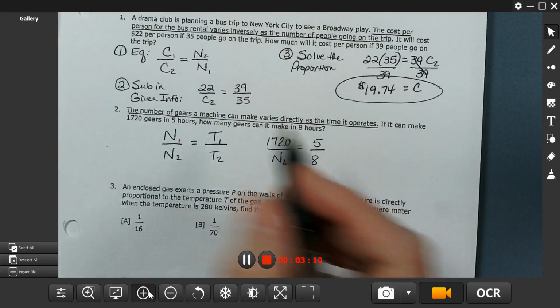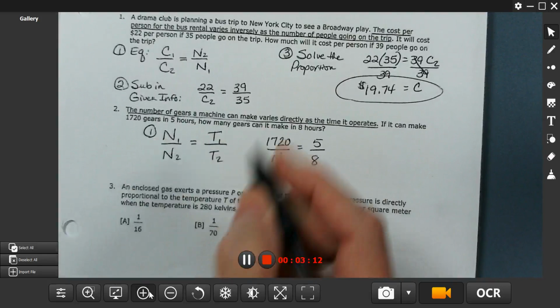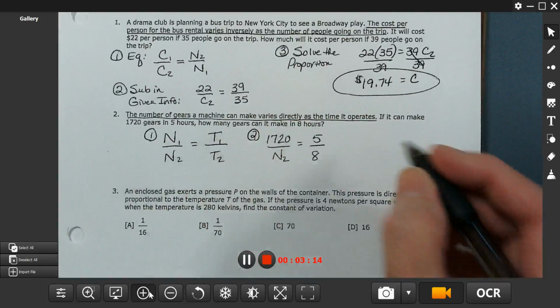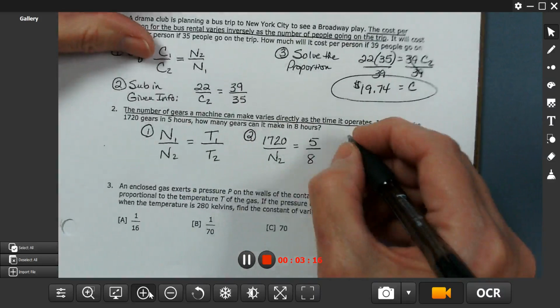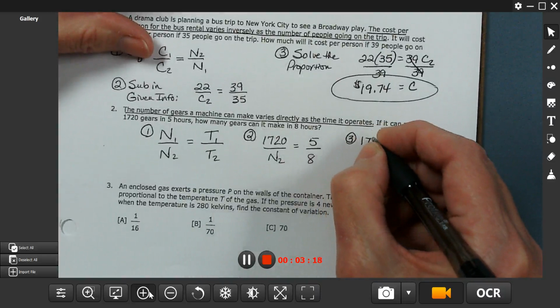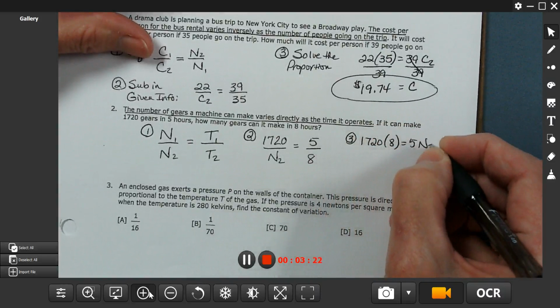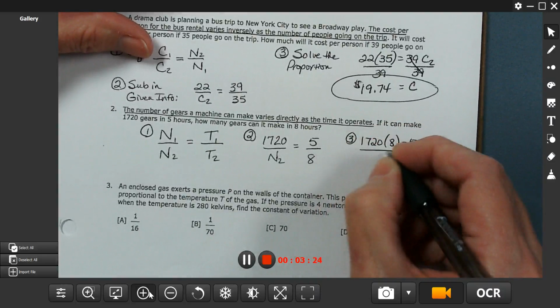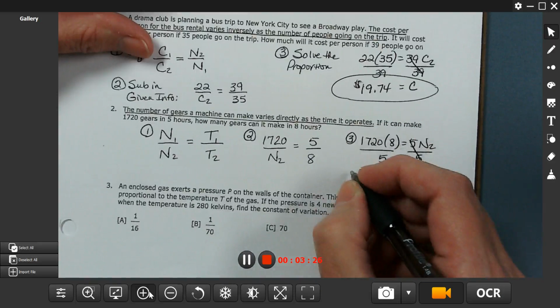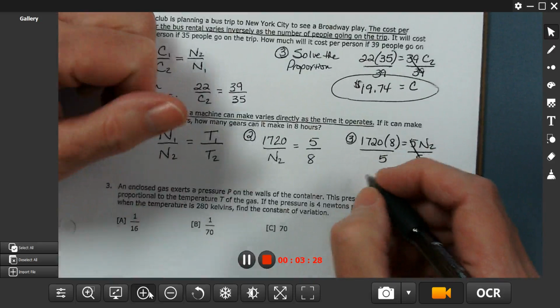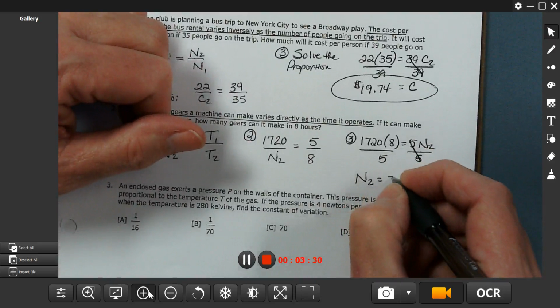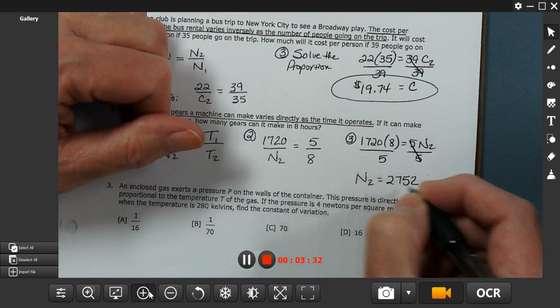Okay? So this is your step 1. This is your step 2. Step 3 is to cross multiply and solve. 1720 times 8 equals 5 times n sub 2. We're going to divide both sides by 5 to get n. And when you do that, you stick it in your calculator. You get n sub 2 equals 2,752.